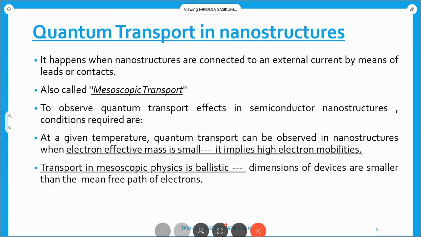It means the dimensions of devices are smaller than the mean free path of electrons.